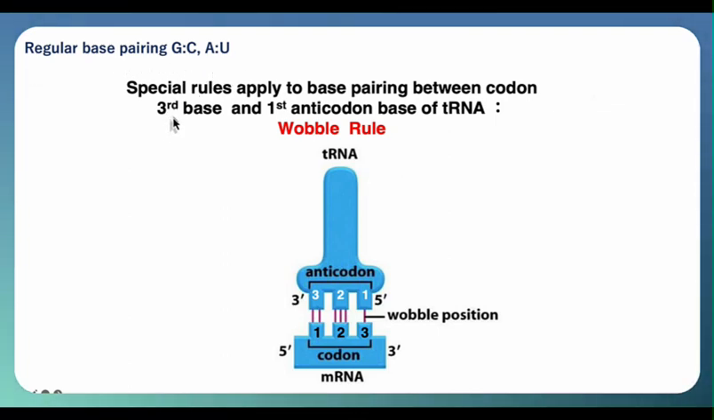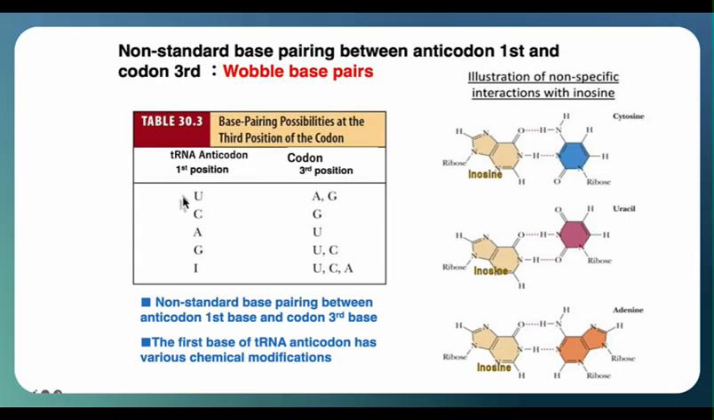However, a special rule applies to the base pairing of the third codon base of messenger RNA and the first anticodon base of transfer RNA. This is called the Wobble rule, where wobble means fluctuation. Simply, the third codon base and the first anticodon base of transfer RNA are not mutually recognized so rigidly. In the Wobble rule, uracil located at the first anticodon position is allowed to bind to both A and G located at the third codon position.